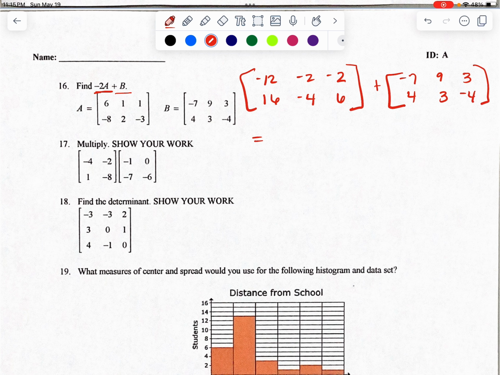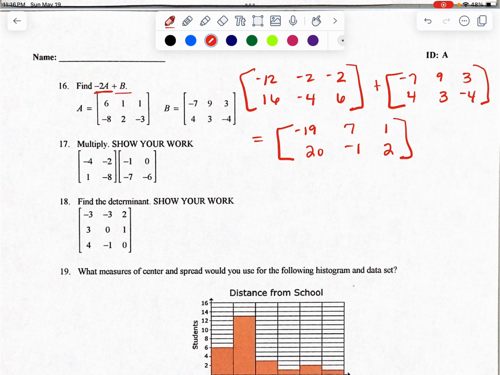And I'm just going to do that. So when I add these together, I'm just going to make sure and be mindful of my signs. So negative 19, 7, 1, 20, negative 1, and 2. So that one's pretty easy.